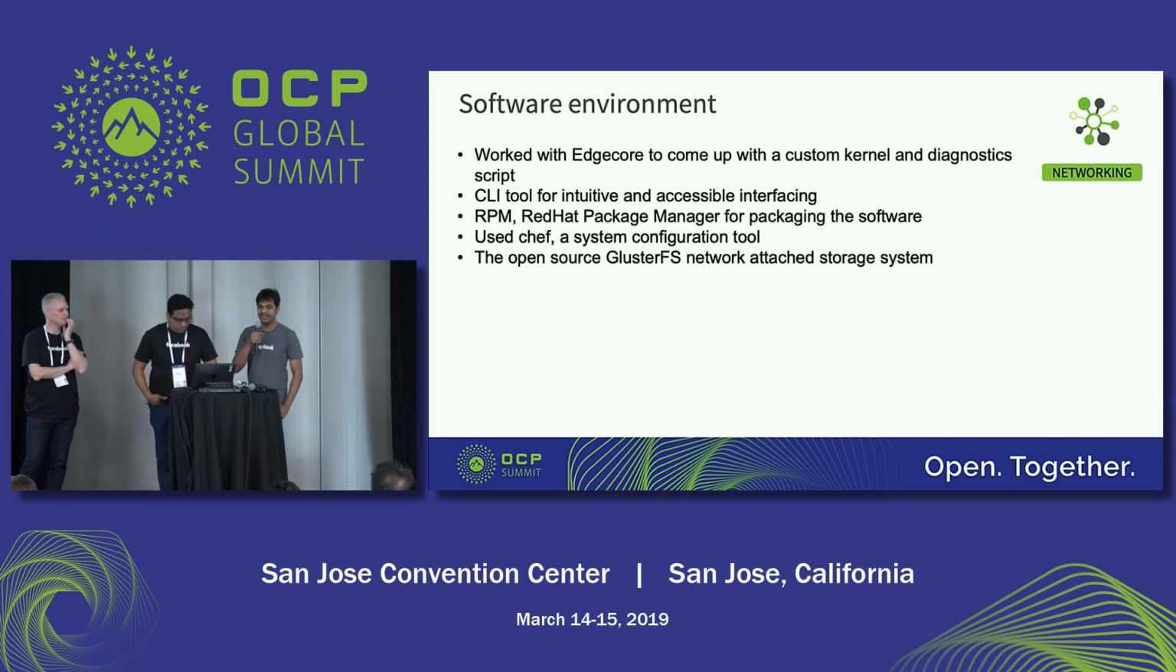We built a lab in the data center, which is decoupled from the production environment. We worked closely with EdgeCore to come up with a custom Linux kernel and diagnostic scripts. Based on feedback from the data center operators, we came up with the CLI tool and packaged it using Red Hat Package Manager. We then used the GlusterFS and Chef, which is Facebook's preferred system configuration utility at scale.